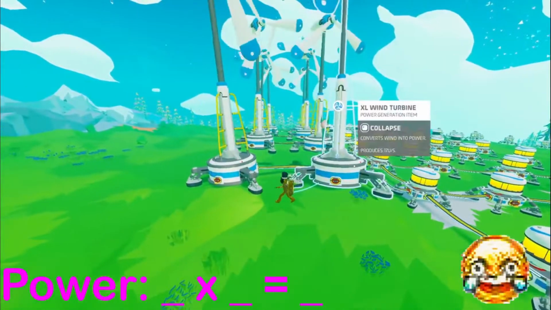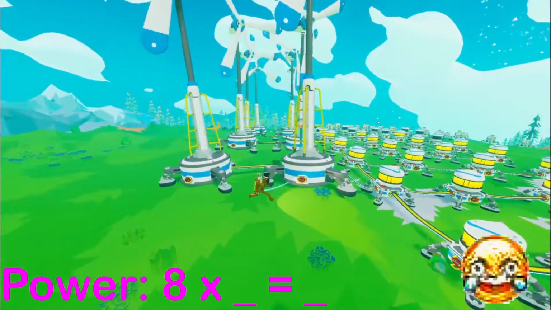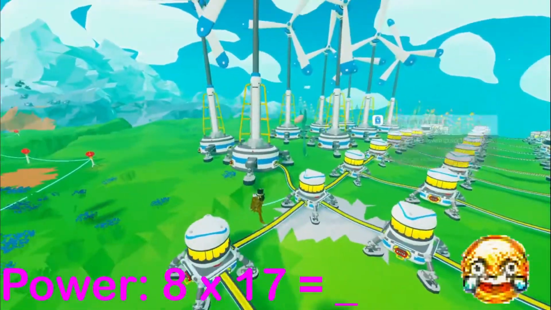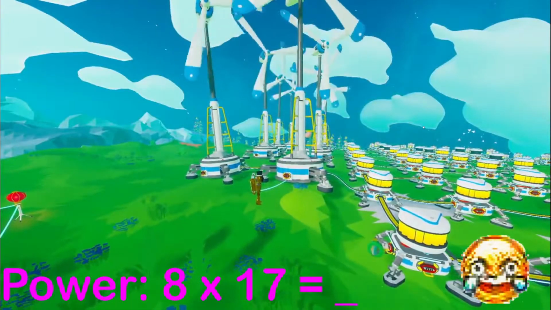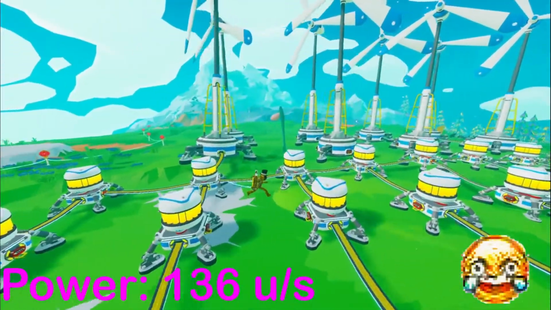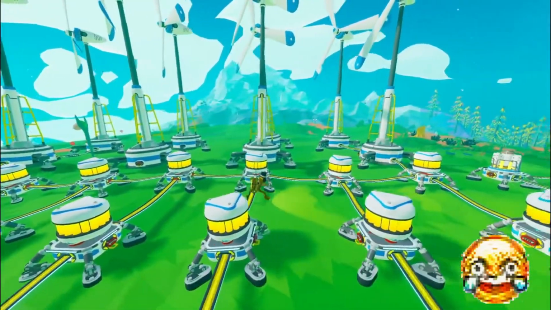So we're going to start with the big boys of the operation, the extra large wind turbine. And there are 8 of these, of course, each of these putting out 17 units of power. And 17 units of power times 8 is, 8 times 17 is 136, as we all obviously know. So 136 units of power will be coming out of these when they're all at the max. That sounds like just enough for a base, correct?